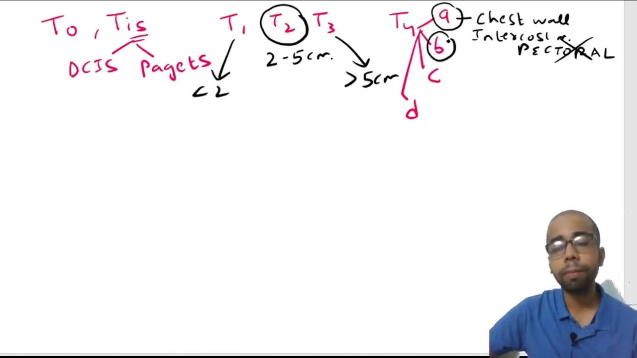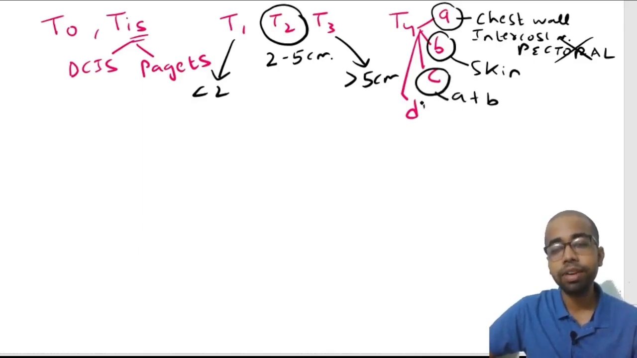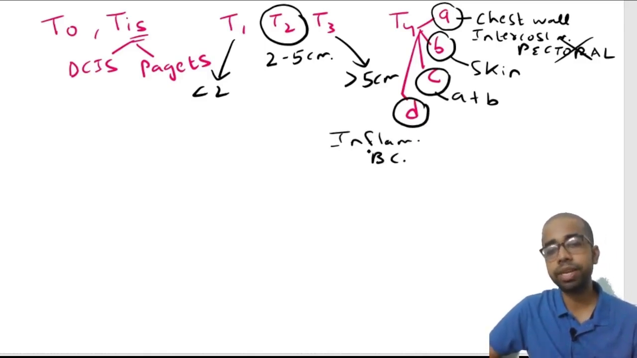T4B, B for Bahar, right? Bahar means outside. So it is involvement of the skin. Okay. C refers to combined A and B, A plus B. D refers to inflammatory breast cancer. Don't be misguided by the term. It's a misnomer. Inflammatory doesn't mean that it is rich in neutrophil.